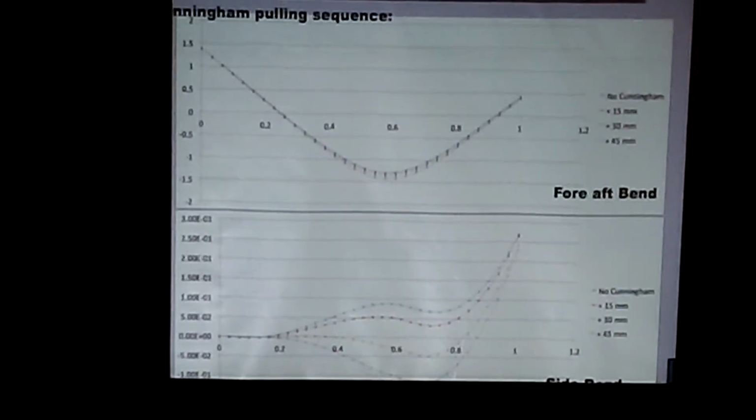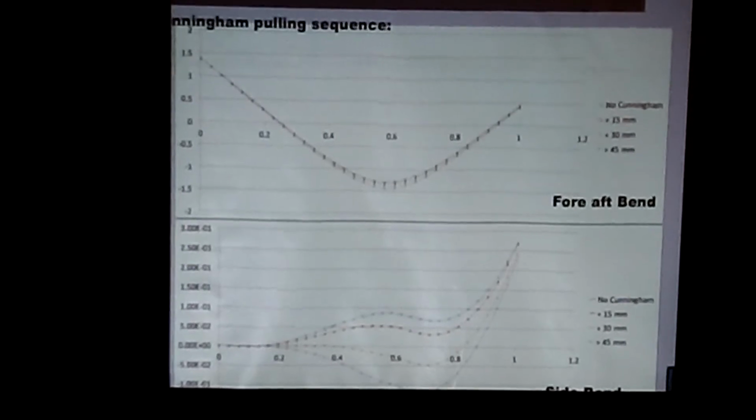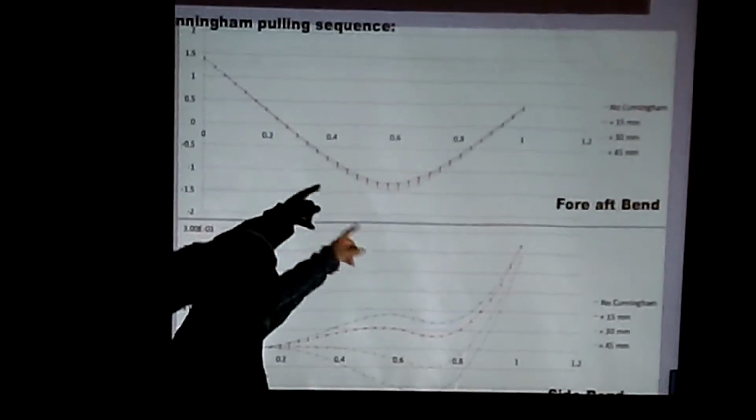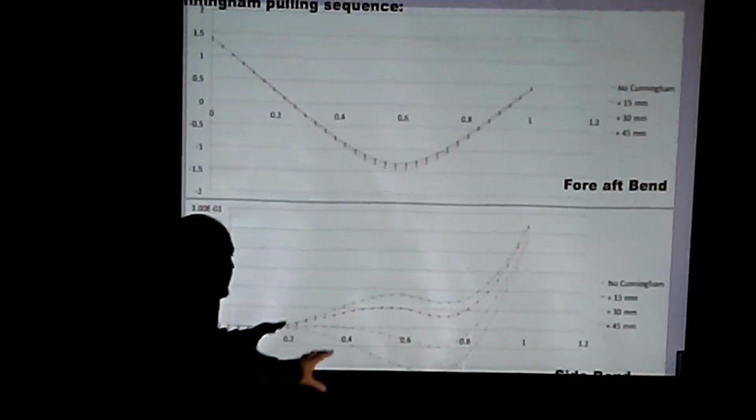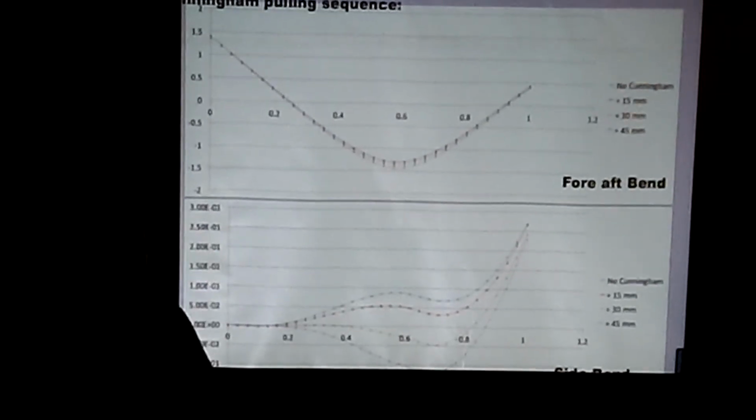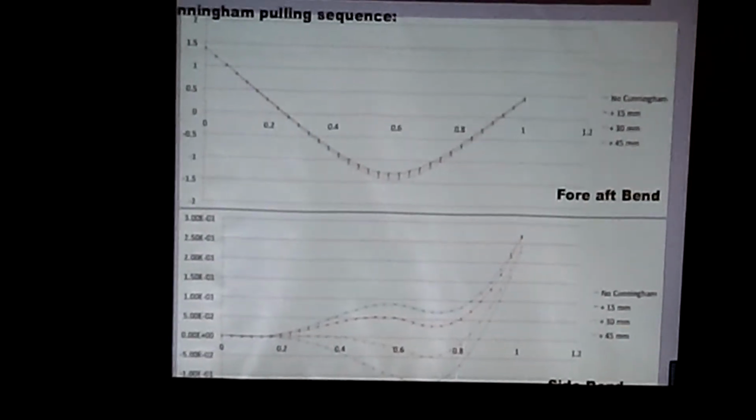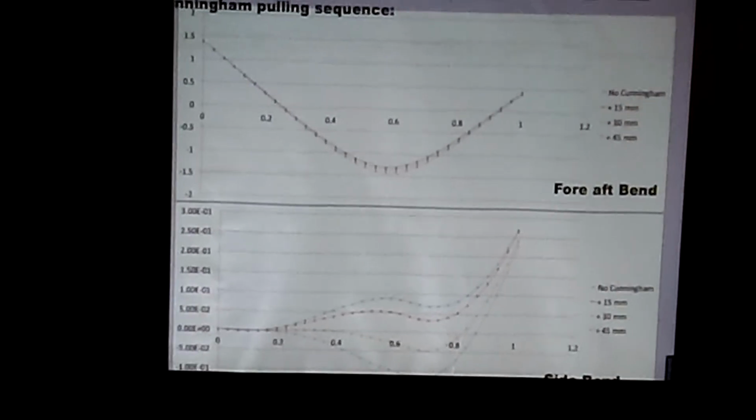The cunningham has an effect on mast bend. It increases the mast bend on a 470 and increases the sideways mast bend. So it has two effects as well. Okay? Next one.